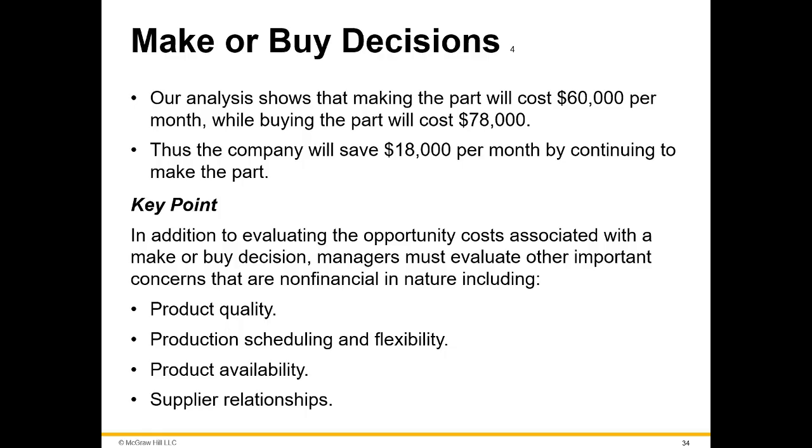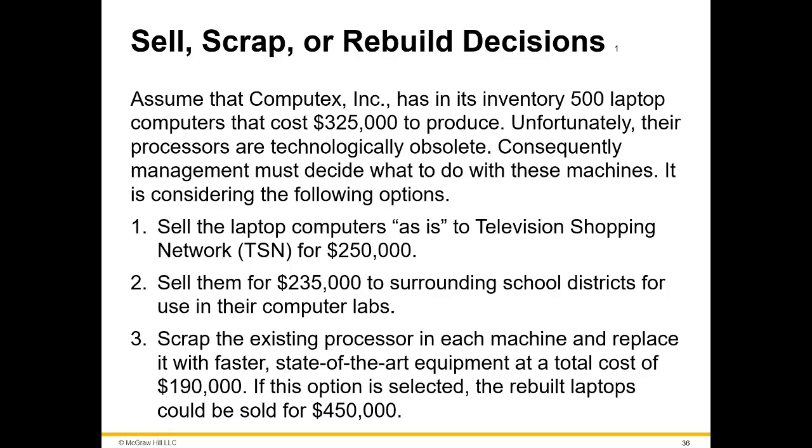And so all of these incremental decisions really have a non-financial or a qualitative component that should be considered. Okay, so now let's go to another incremental decision, the sell, scrap, or rebuild decision. All right, so let's work through this one. Assume that Computex has in its inventory 500 laptop computers that cost $325,000 to produce. Unfortunately, their processors are now technologically obsolete. Consequently, management must decide what to do with these machines. It's got three options. Sell the laptops as is to the network for $250,000. All right, even though it costs us $325,000, we can get $250,000 out of it.